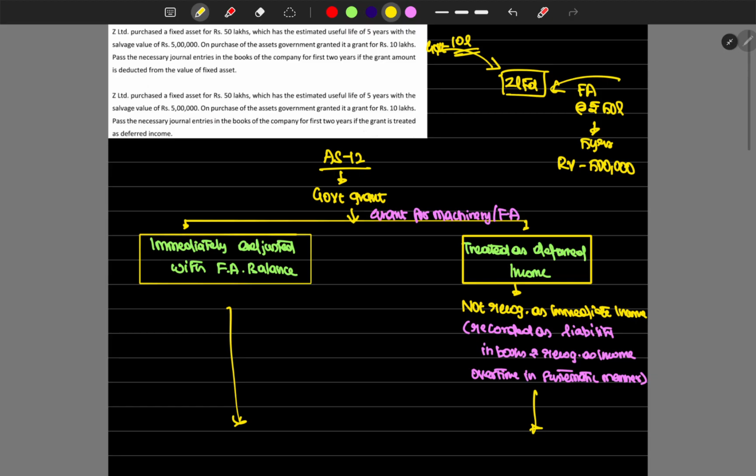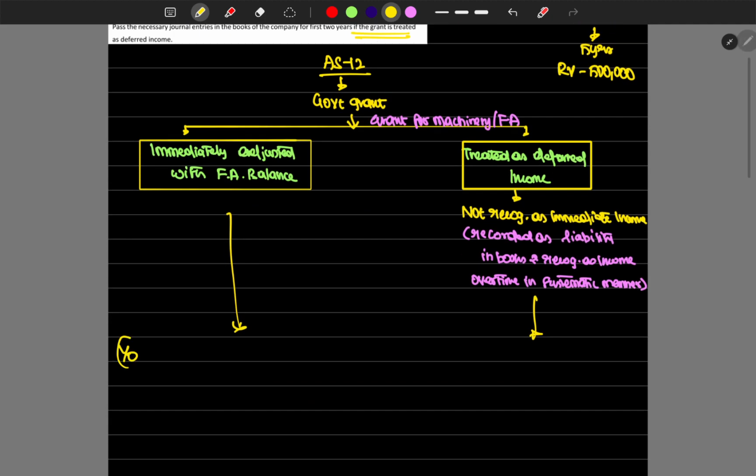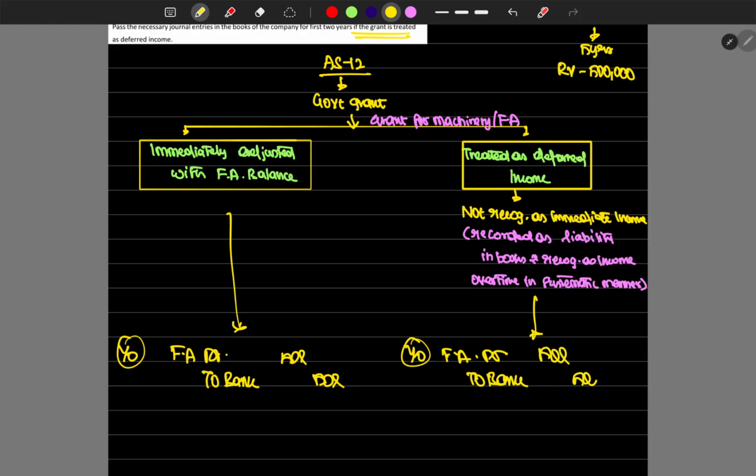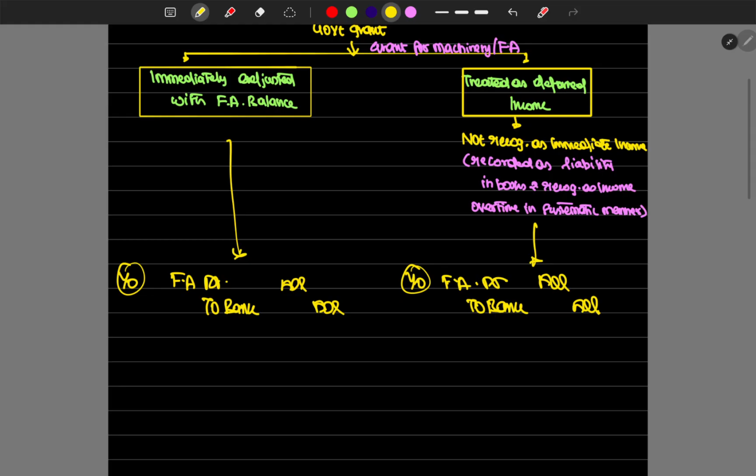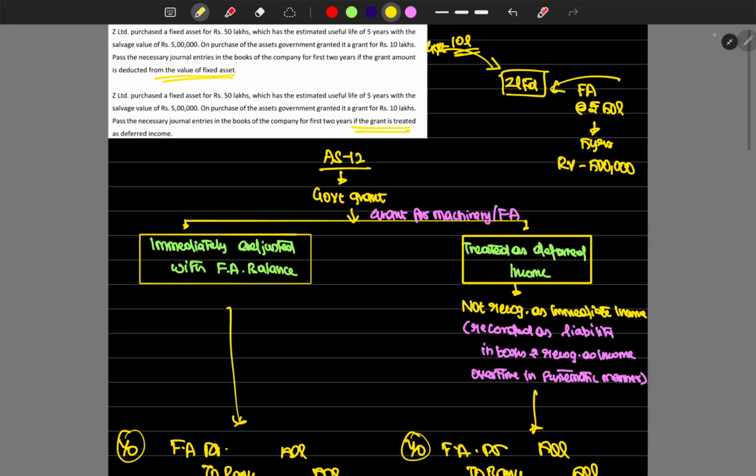The two sums are one concept only, but the first question is about the reduction from the value of the asset. Then we are asked about the grant treated as deferred income. Now first they will buy the asset, right? Fixed asset debit, bank account credit, 50 lakh, same for both, right? There is no change in that. Then government has granted the 10 lakh grant.